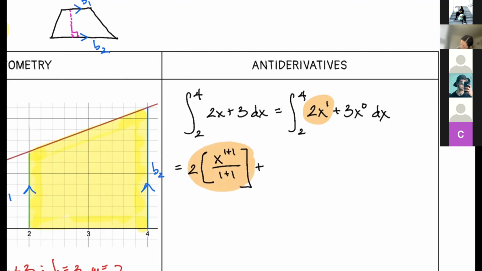and this part plus 3 x to the 0 plus 1 over 0 plus 1. And I'm going to do something right now that might seem in contrast to what I told you before. I'm not going to write a plus c. Okay.